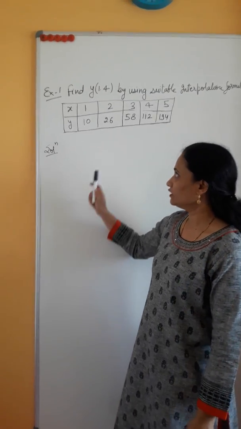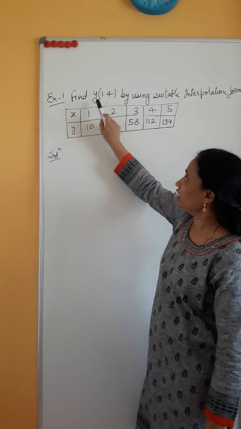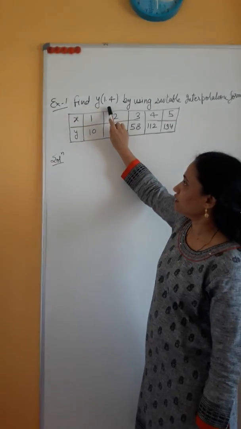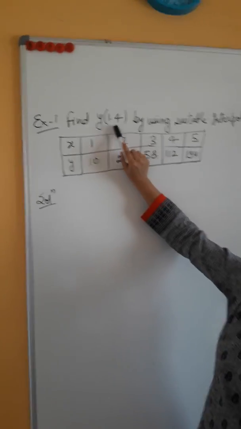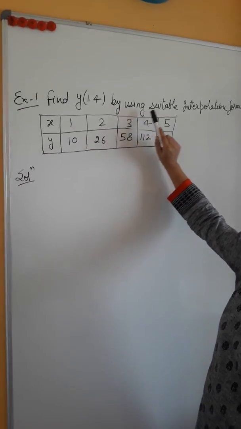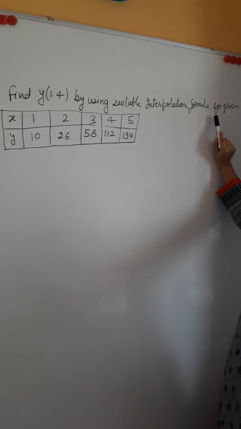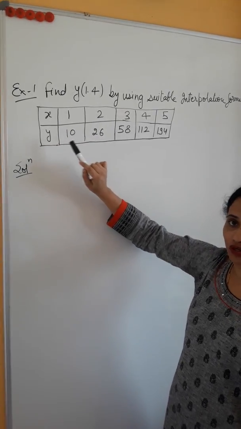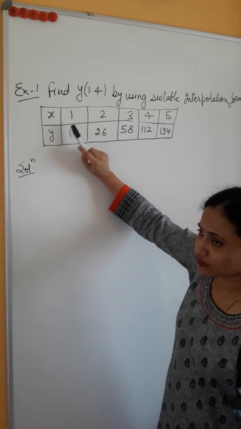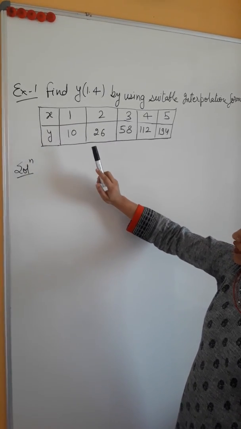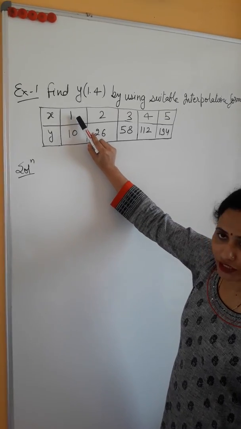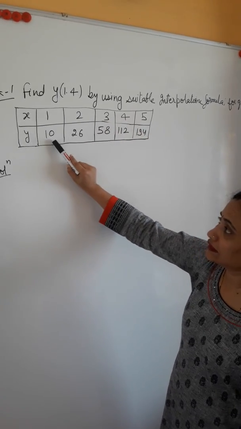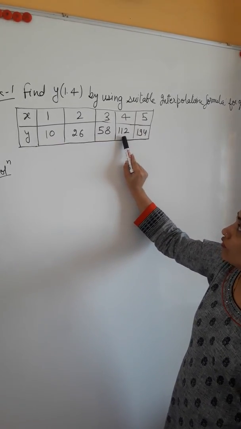Okay. So let's start with the first example: find the value of y at x equal to 1.4. When it is written in this form, that means this is the value of x at which we have to find the value of y by using a suitable interpolation formula for the given data. Now we have to see which interpolation formula we have to apply here. So first, before that, let's recall a few definitions. The initial argument is 1. This is x0, x1, x2, x3, x4. This is y0, y1, y2, y3, y4.